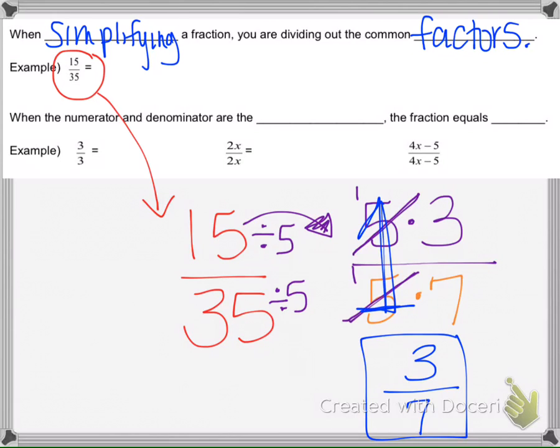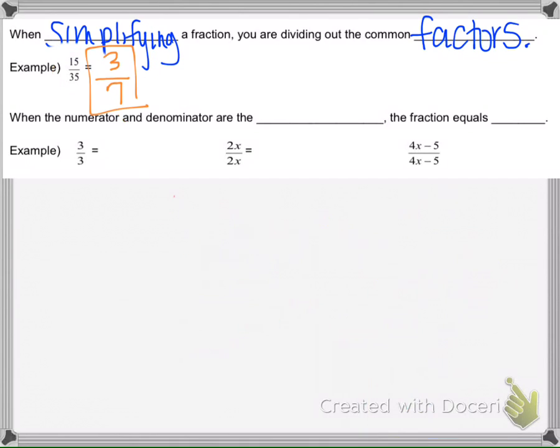3/7. So here in a second, you'll see that we're going to need to factor our problems, and then we're going to divide out, because it's going to equal 1, if we have common factors in the numerator and the denominator. So keep this idea in mind here.